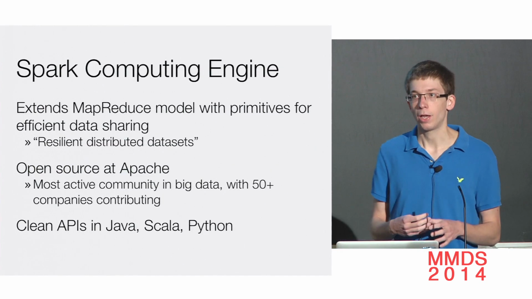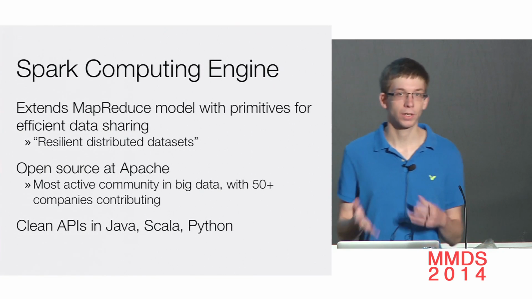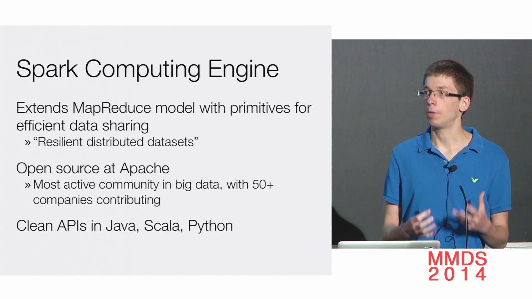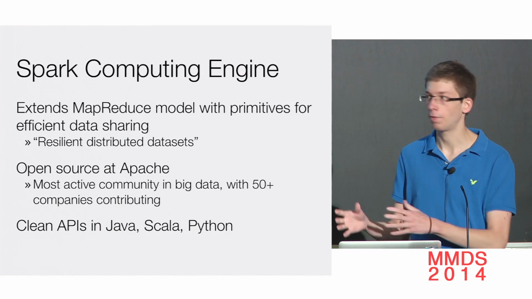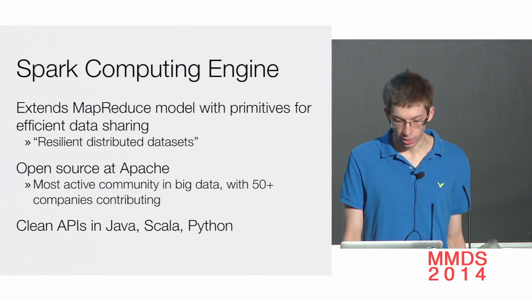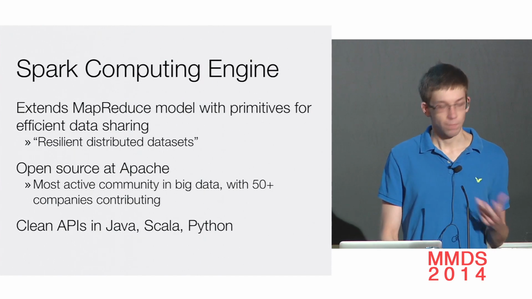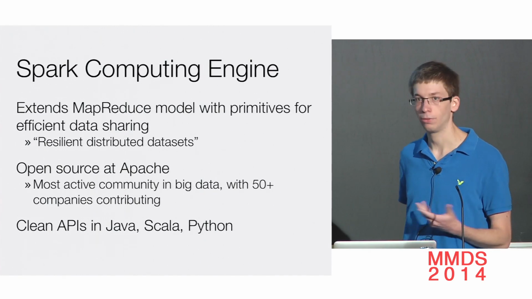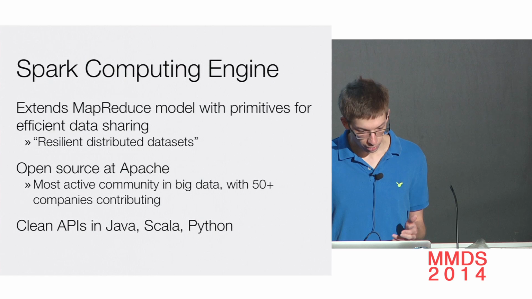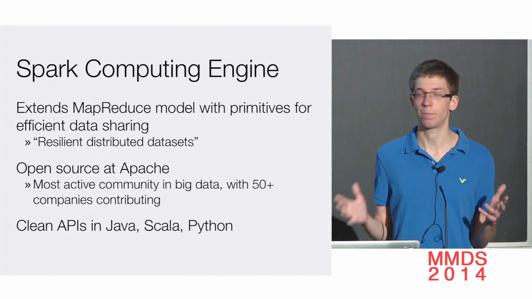Spark extends the MapReduce model with primitives for efficient data sharing. I said earlier that the major problem was there aren't really great primitives for sharing state across steps of your MapReduce computation, and that's where all these inefficiencies, all this extra communication, comes from. These primitives in Spark are called resilient distributed data sets, or RDDs, and I'll talk about them later, but they're just a programming abstraction.